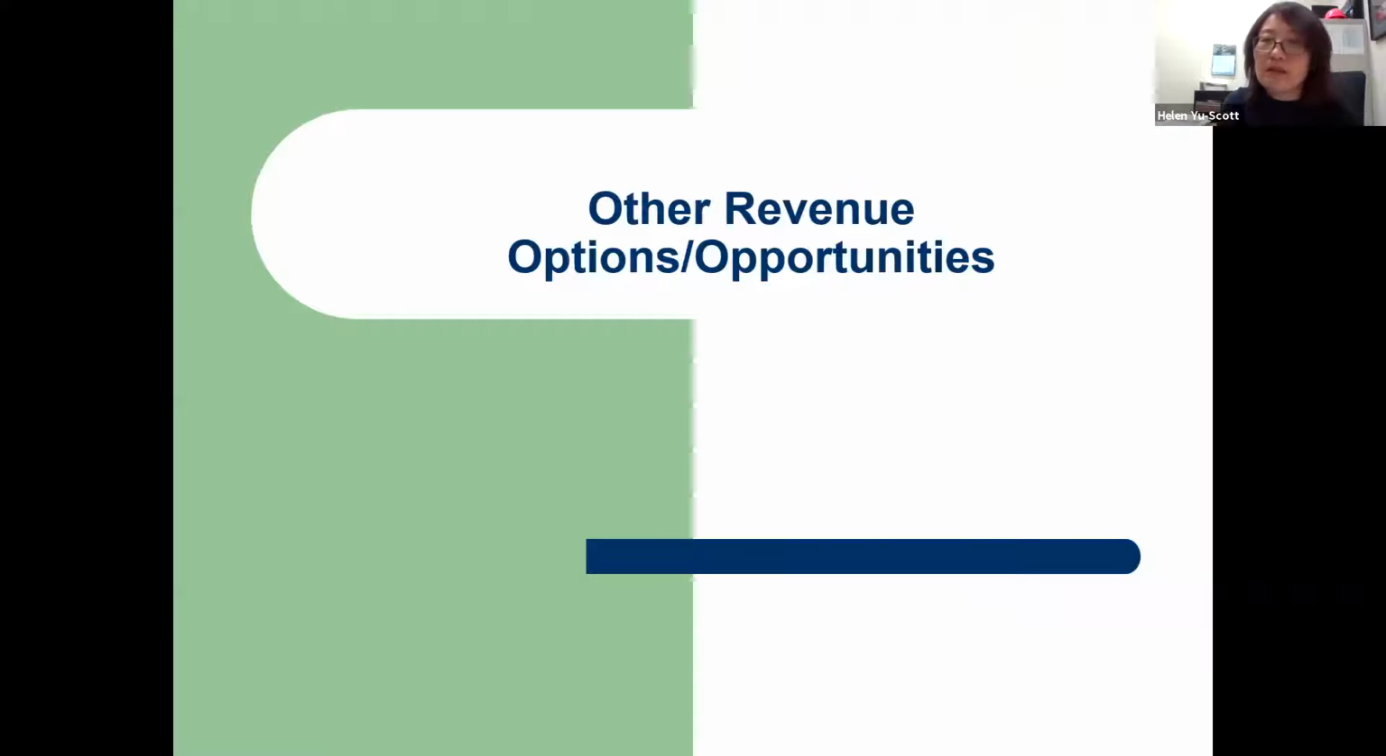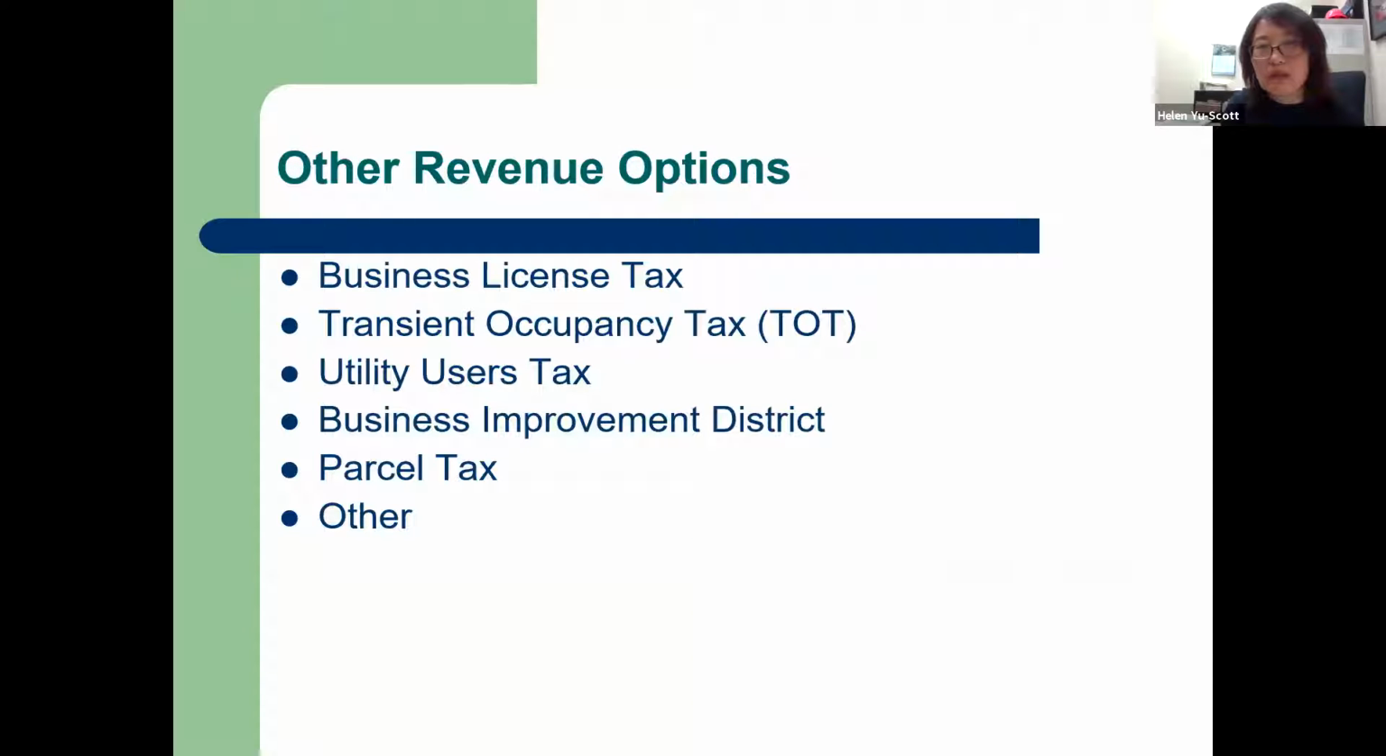We have other revenue opportunities when we look at our revenue structure. We look at our business license tax, right? We look at transient occupancy tax or utility tax, business improvement tax, and a parcel tax. Those are options we say maybe the town is able to explore.